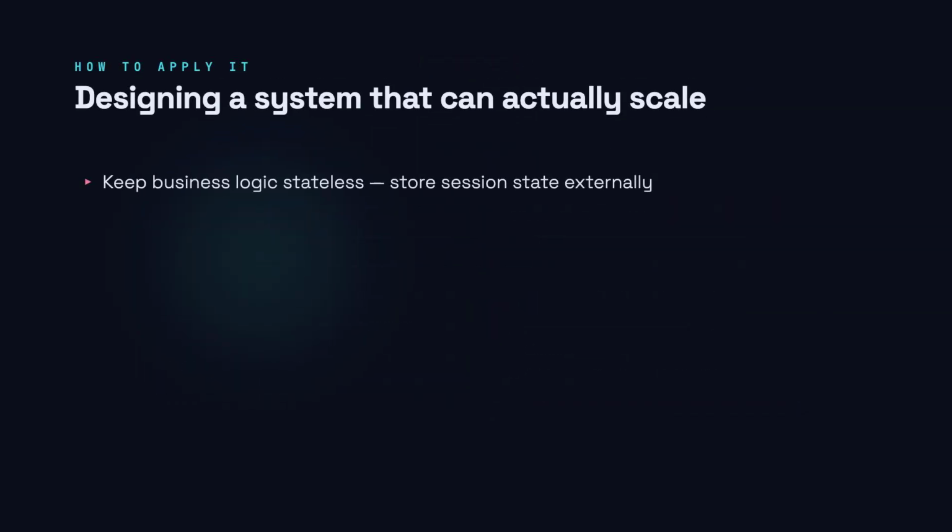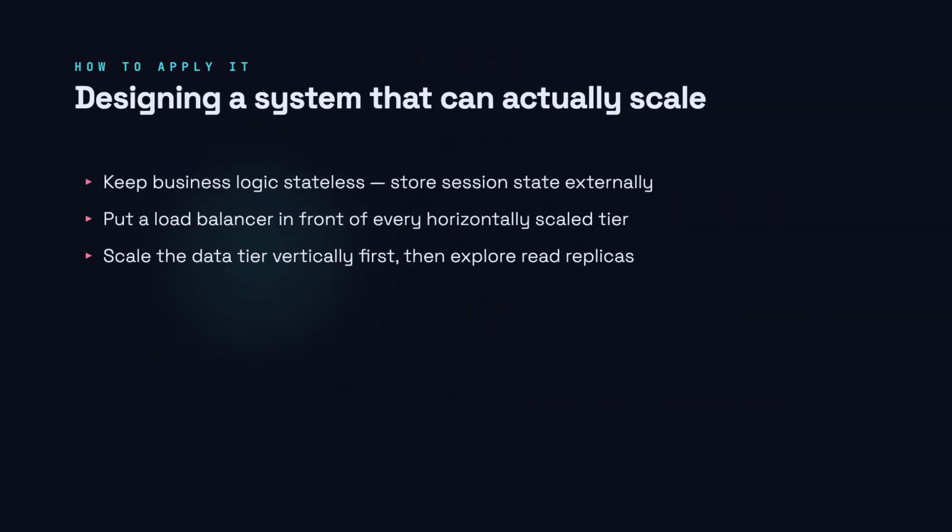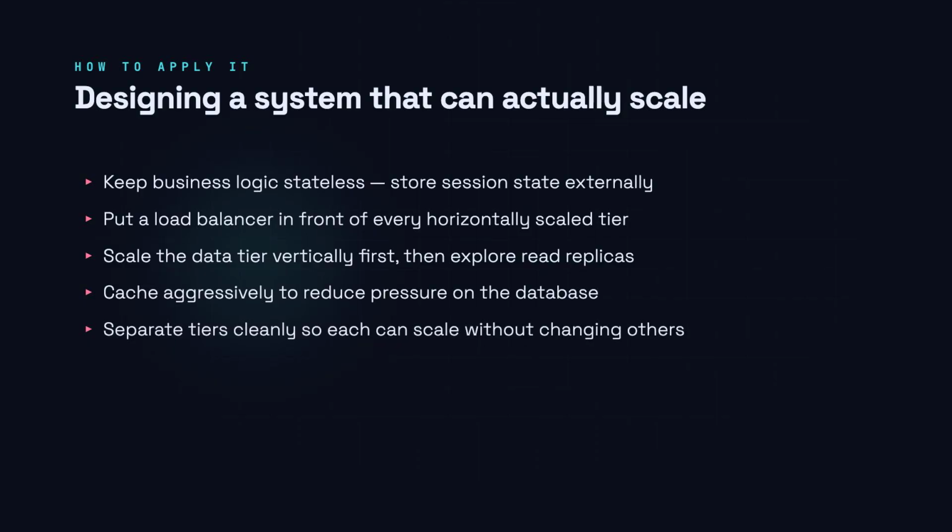The single most important decision you can make for horizontal scalability is to keep your business logic tier stateless. That means any server can handle any request because no local state is required. Sessions, tokens, and user context all live in a shared cache or database. Once that is true, adding more application servers behind a load balancer becomes trivial. The data tier is the last frontier. Start with vertical scaling, add read replicas for read-heavy workloads, and lean on caching to protect the primary database.